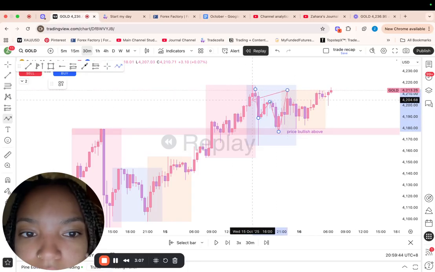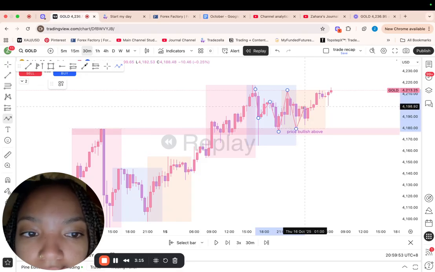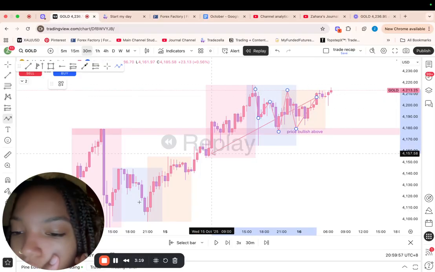Price broke this high. I saw price was going back to bullish, so there wasn't really anything I could do about it. And then it formed a higher low, and it was pretty choppy price action in this range, I'd say.